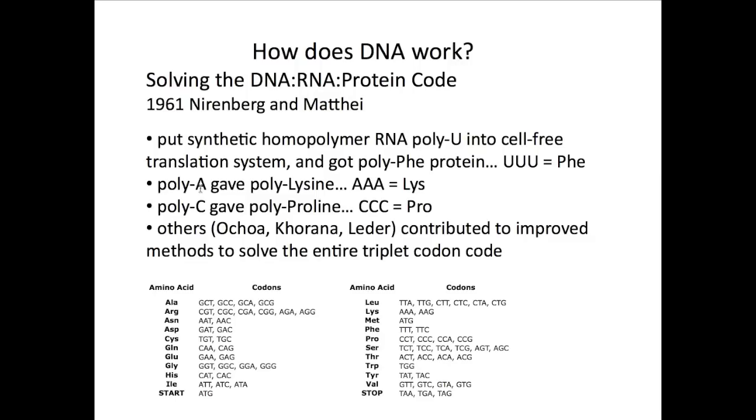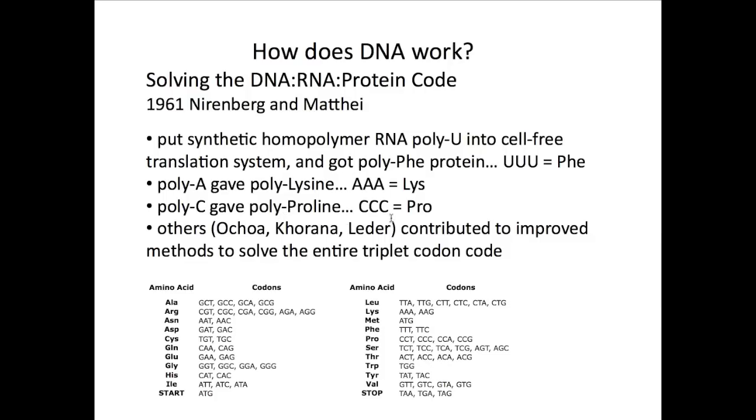Similarly, an experiment with poly-A gave a polylysine protein, so therefore triplet A was the codon for lysine. Poly-C ended up being the codon for proline. And that was good as far as it went, but clearly there were still a lot of other codons to figure out. And so several other researchers, including Chou and Khorana, and several others, had figured out how to synthesize nucleic acids to specifications where you could have a particular order of bases.